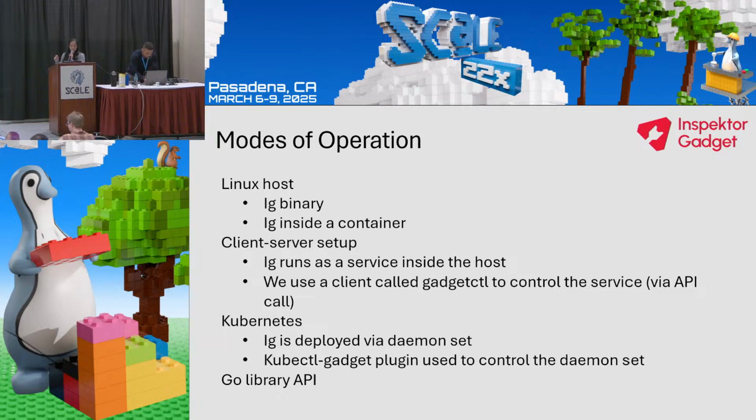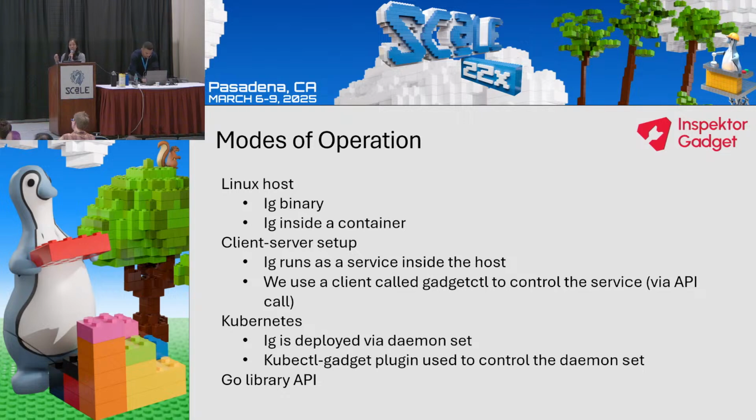We also have a client-server setup as an option, where we use a client called Gadget CTL to control the service via an API call. That is a great way to use Inspektor Gadget on Linux, especially if you're looking to use it in a debugging capacity. You can use Gadget CTL to interact with this client-server setup. And for Kubernetes, IG is deployed as a daemon set.